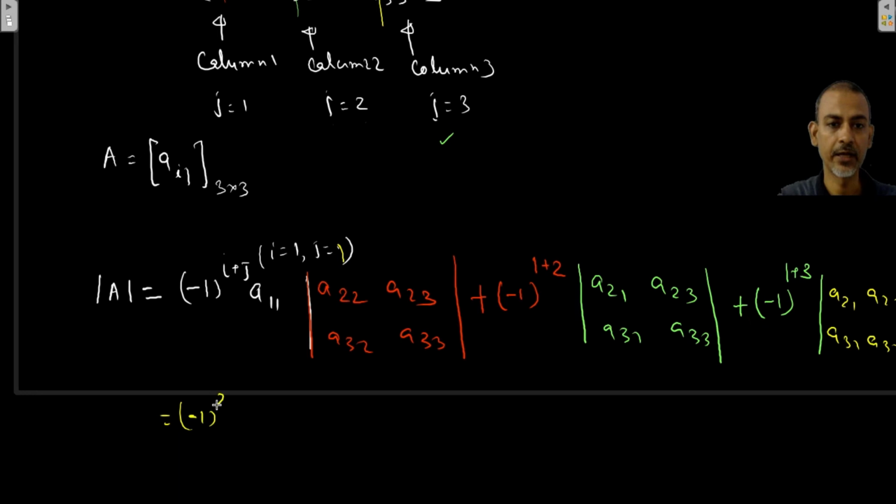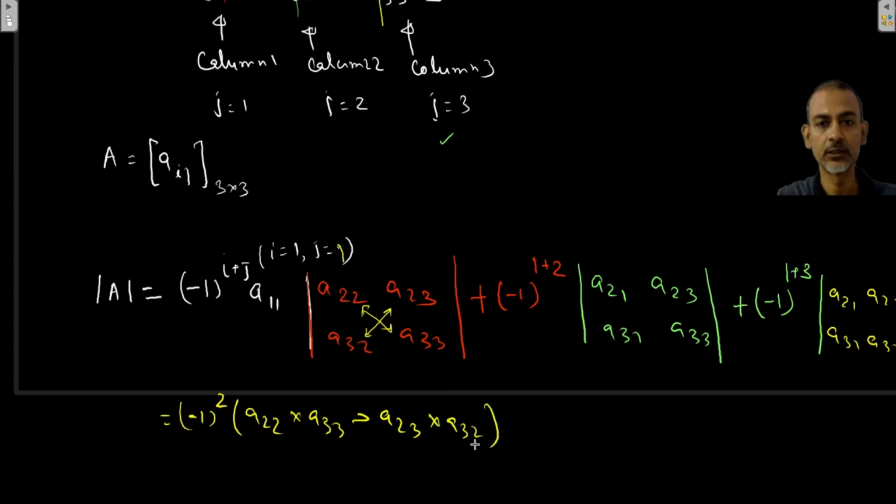I am just writing again. And here we have just learnt the 2 by 2 determinant. We multiply this and subtract, multiply this, right? So we'll write A22 into A33 minus A23 into A32. This is the first one. Now minus 1 to the power 3 will be minus, so I'll have minus here. I have just missed out writing A12 over here. I have to write A12 here, and A13 over here.